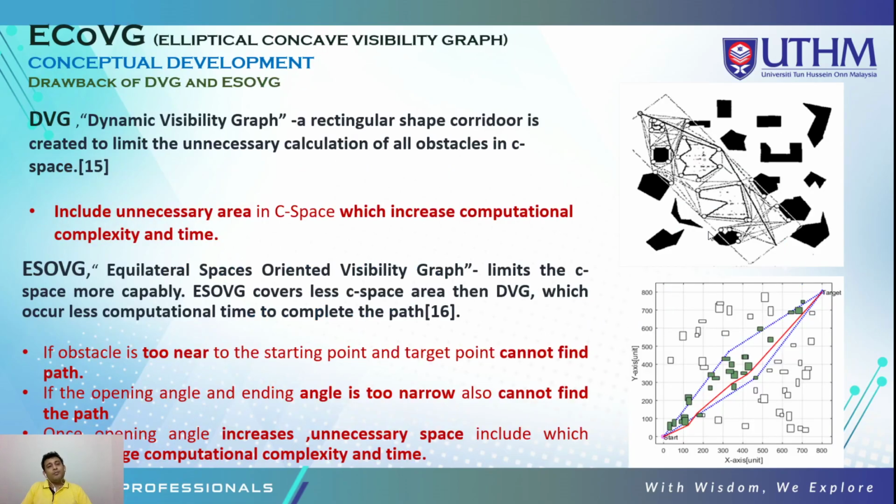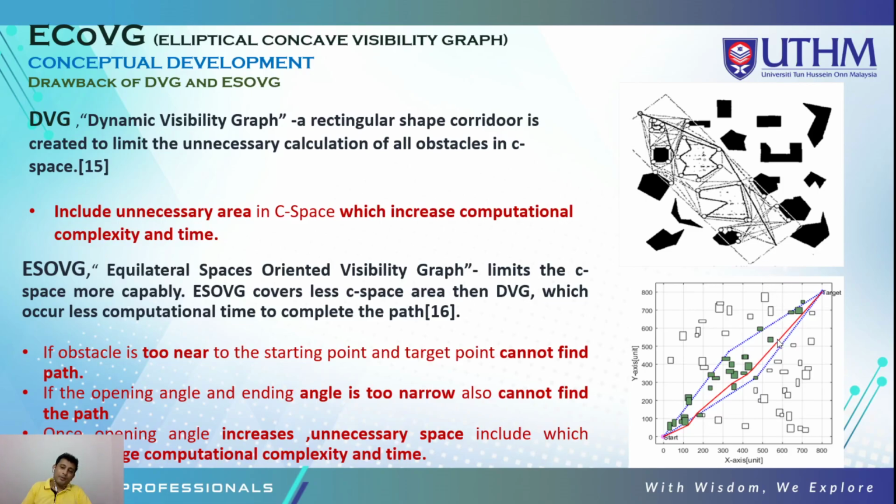To overcome this problem, Huang in 2004 developed a DVG model, dynamic visibility graph. It is a rectangle shape, where inside the shape it will be calculated, and outside it will not. This limits the C space. Again, the problem is the extra space. You see this extra space here, it is not used. Also, if you increase more, it will take more space. So the rectangle shape also has this problem.